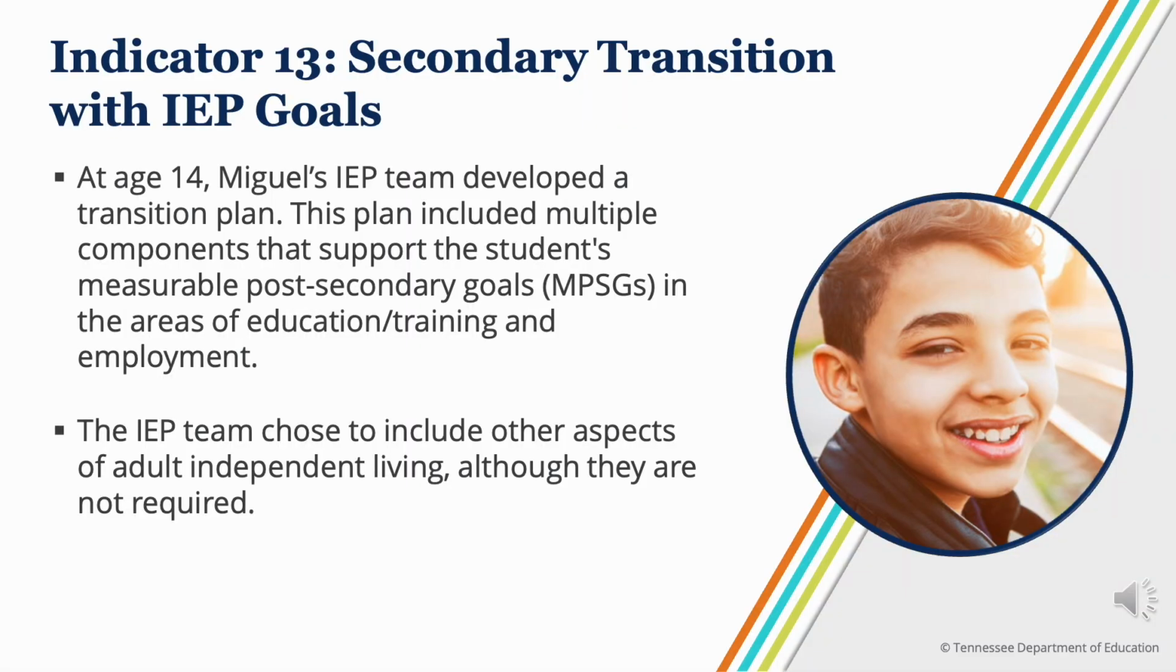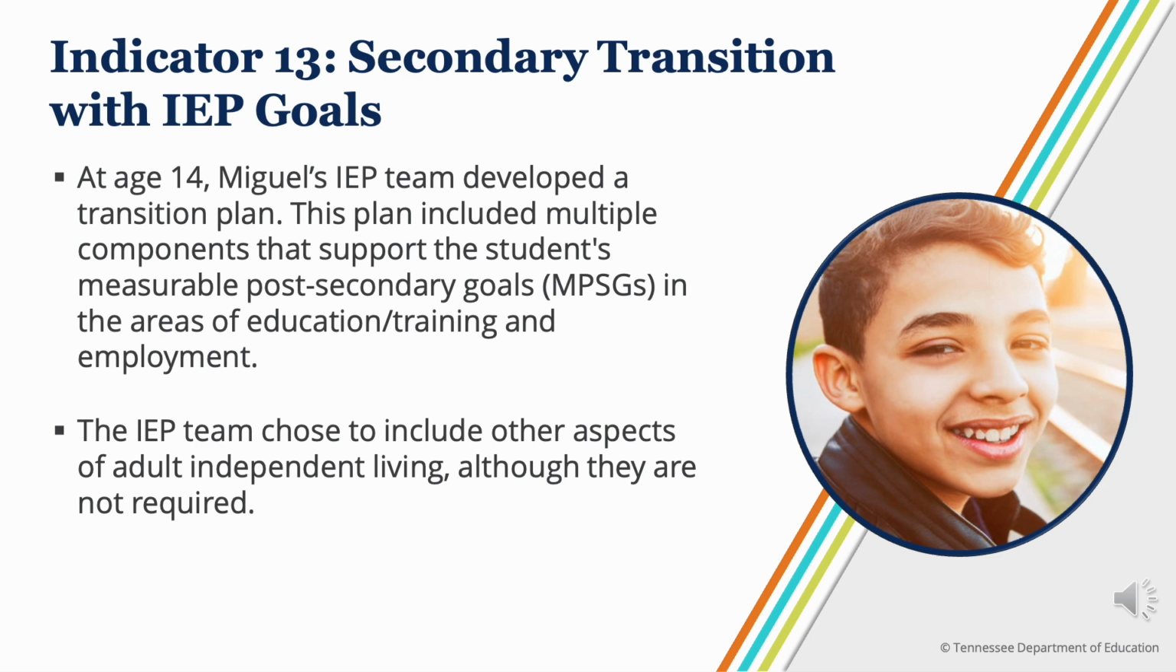Indicator 13, Secondary Transition with IEP Goals, focuses on the transition planning process for students with disabilities, which begins at age 14 in Tennessee. Miguel's IEP team developed a transition plan that addressed the key components needed to support his measurable post-secondary goals in the areas of education and training and employment. Although not required for the traditional diploma that Miguel is seeking, the IEP team also included aspects of adult independent living in his plan based on his transition assessment results.